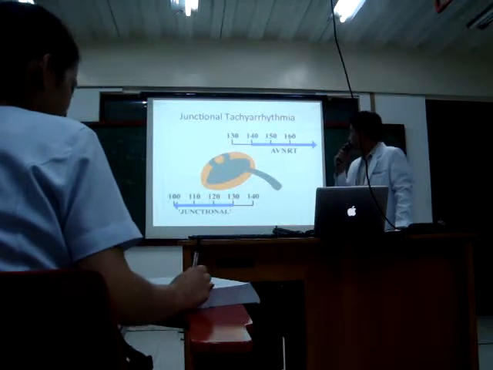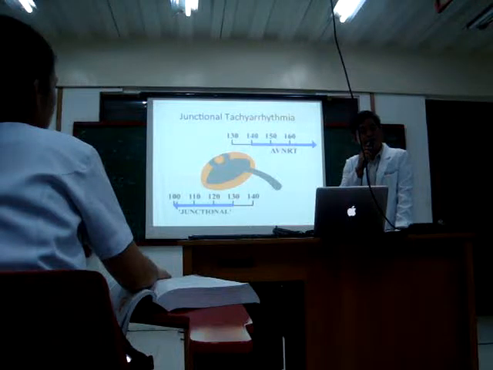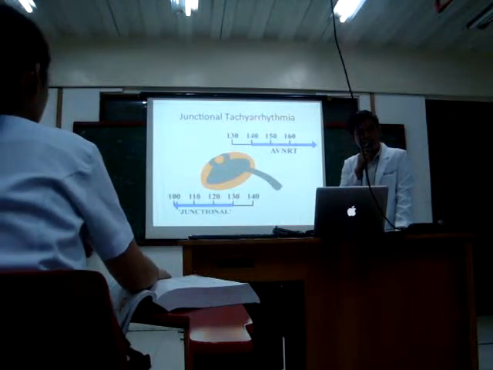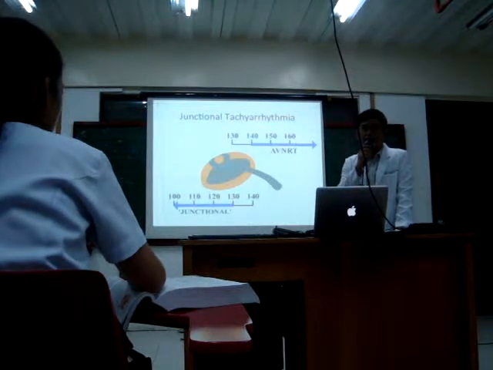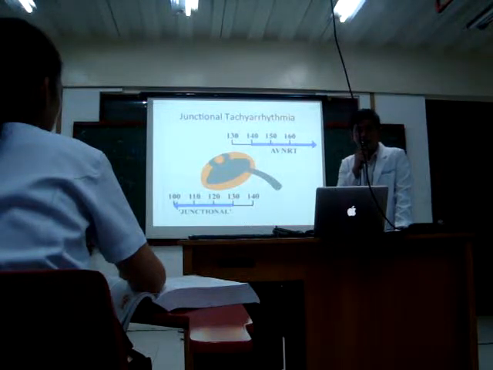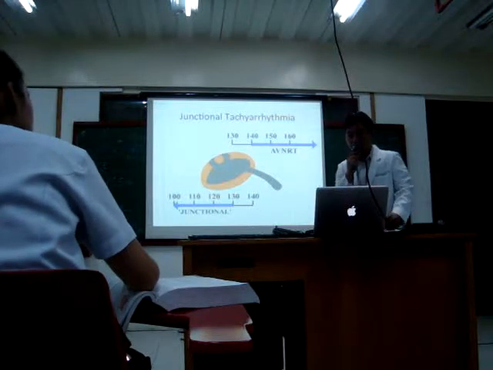And in this case, if the heart rate of the patient is above 140 beats per minute, then most likely you're looking at something like an AV-NRT. Okay? It's not just AV-NRT. A lot of other tachyarrhythmias can cause 140 and above, but most likely that. So if you're looking at something below 130, then probably you're looking at a junctional type of rhythm.